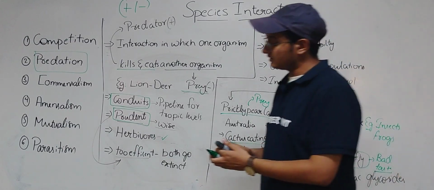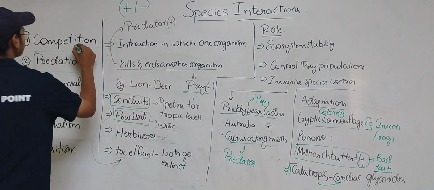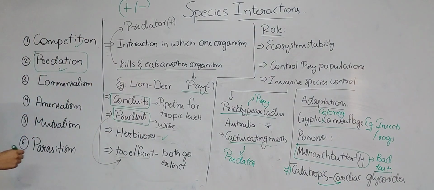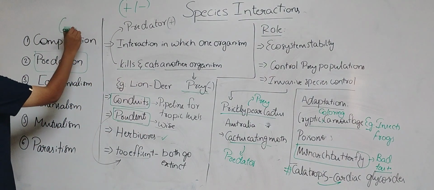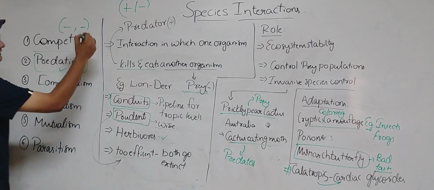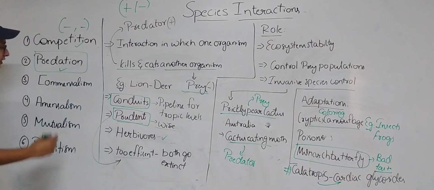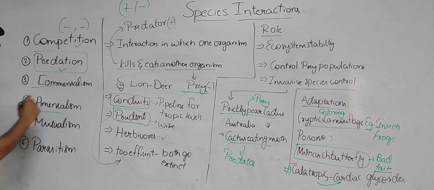So today we have finished competition and predation. Competition is negative, and predation is positive and negative. And tomorrow we will see commensalism and mutualism.